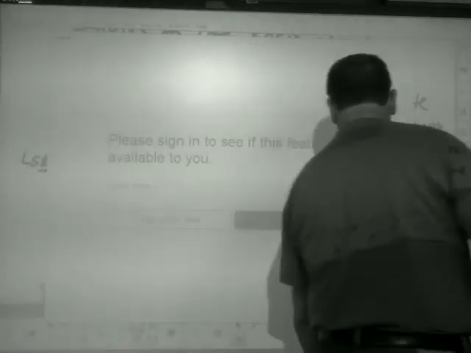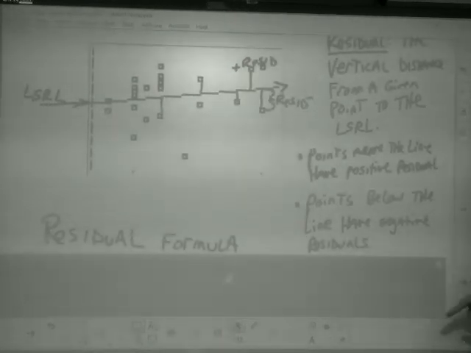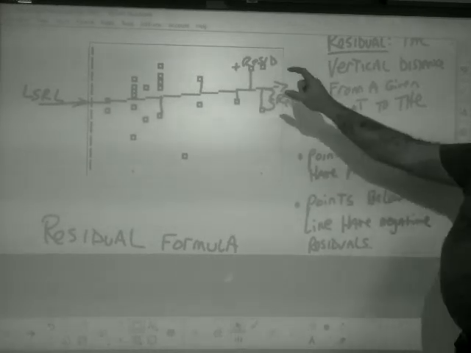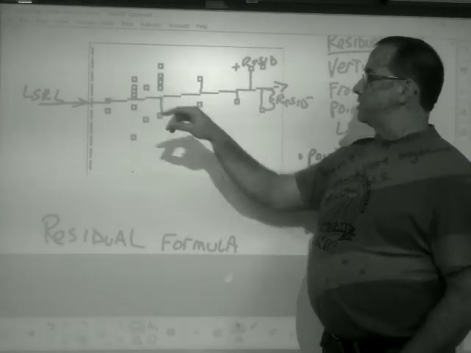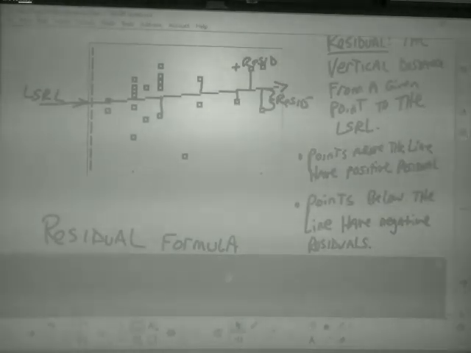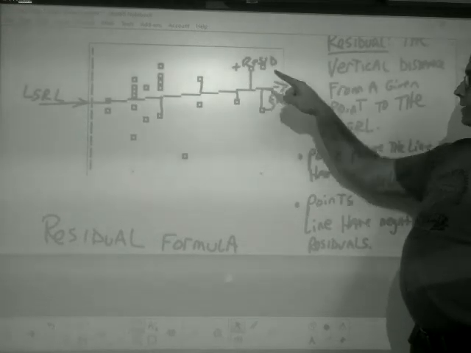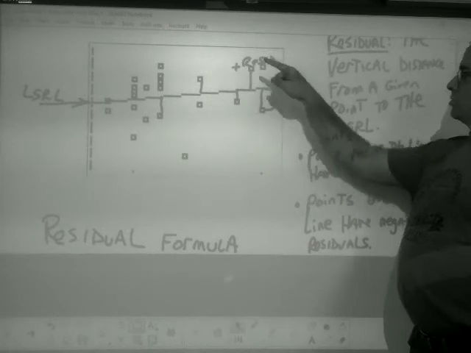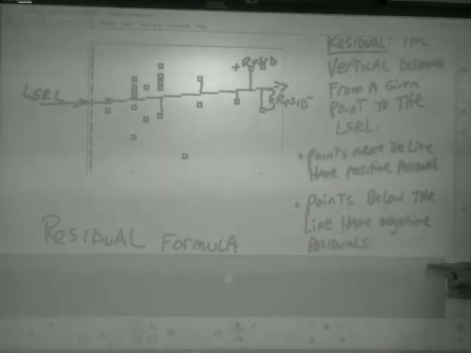Pardon me, one second. So points below the line have negative residuals. All right, but these residuals, the calculator calculates and squares them and adds them up, but basically it minimizes the sum of the squares. But what's important to know is that a residual is this vertical distance, and points below the line have negative residuals, points above the line have positive residuals. The formula for the residual is as follows.